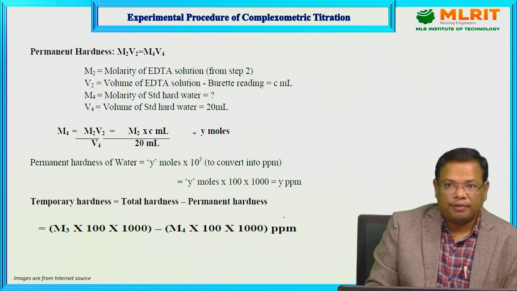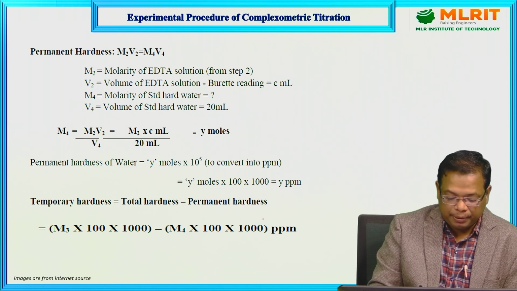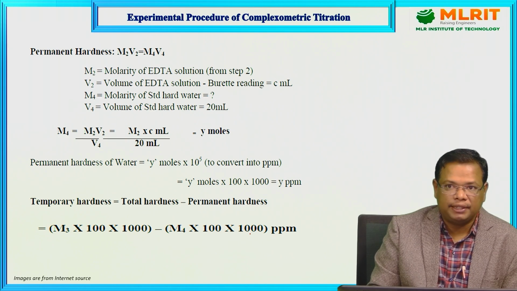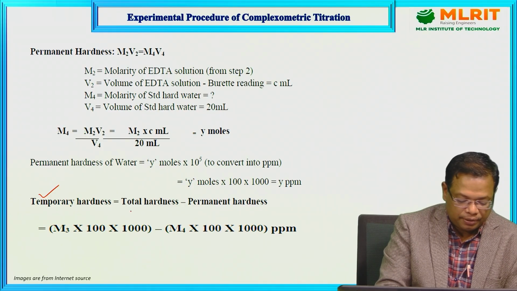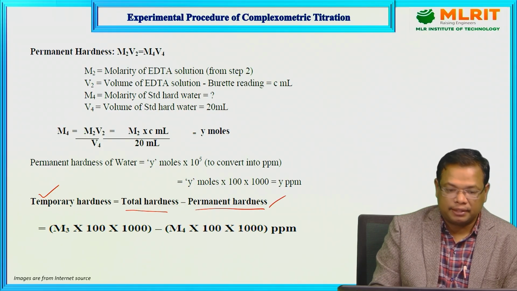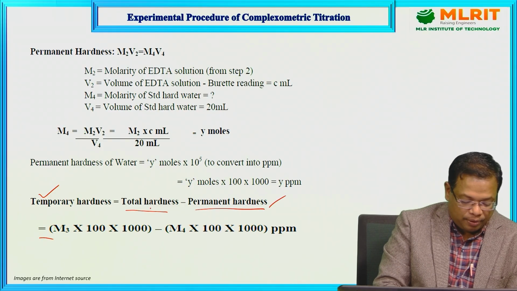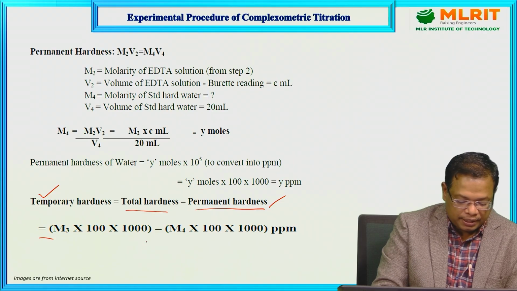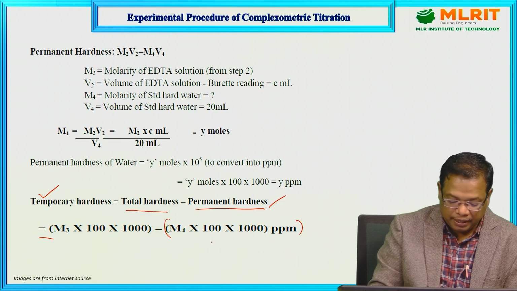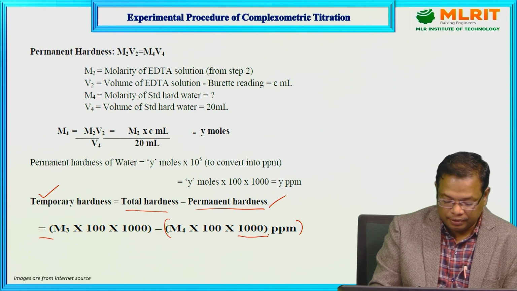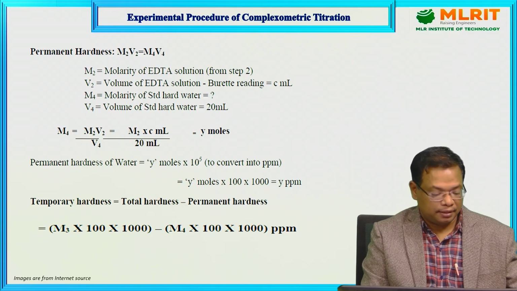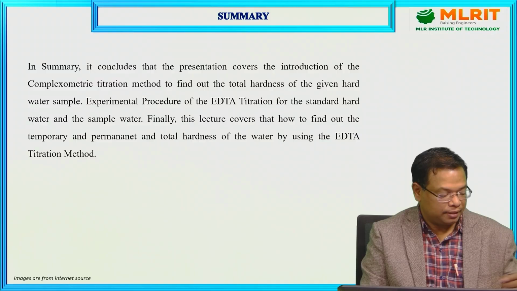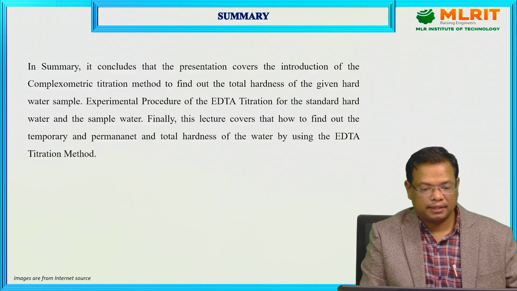We have already found the total hardness and the permanent hardness of the water. It is now very easy to find the temporary hardness. Temporary hardness is equal to total hardness minus permanent hardness. That is, total hardness M3 into 100 into 1000 minus permanent hardness M4 into 100 into 1000 ppm. This is how we find the concentration of hardness-causing salts in the given water sample.